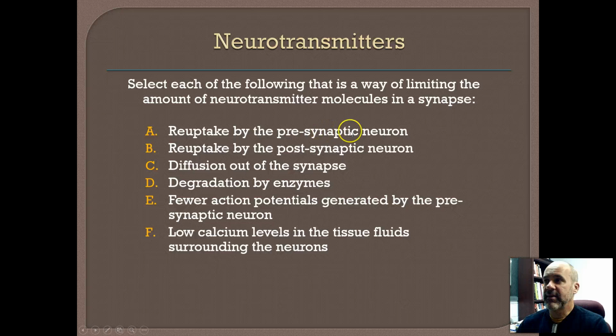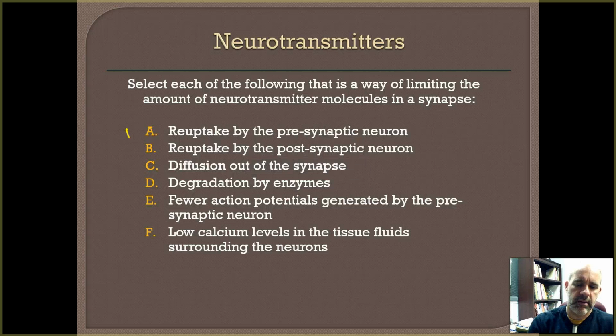Reuptake by the presynaptic neuron. This is one of those select all that apply. Yes, we've learned about that before. We've talked about that. Presynaptic neurons can reuptake neurotransmitters. Postsynaptic neurons generally don't, so we'll X that out. Diffusion out of the synapse, just that natural diffusion from higher concentration to lower. Absolutely. Degradation by enzymes, yes, just like we learned about in Unit 4 with the acetylcholinesterase enzymes that chop up the acetylcholine and destroy it.